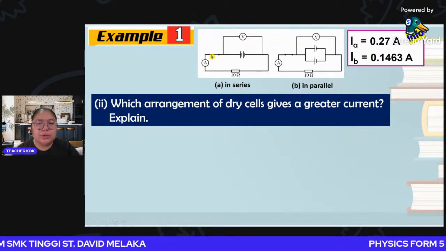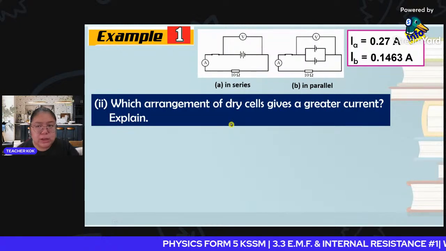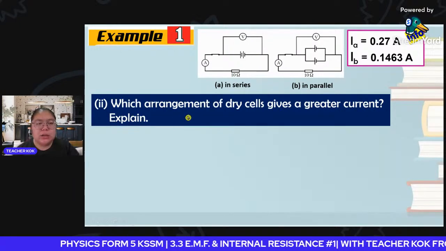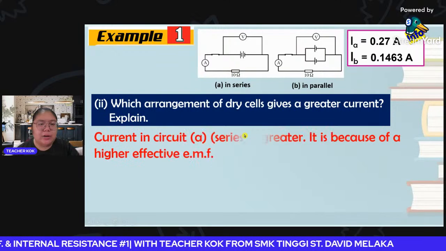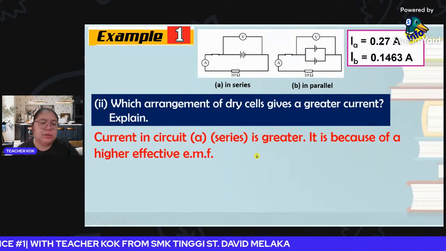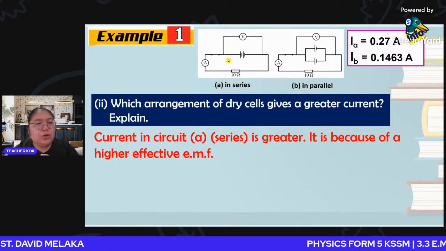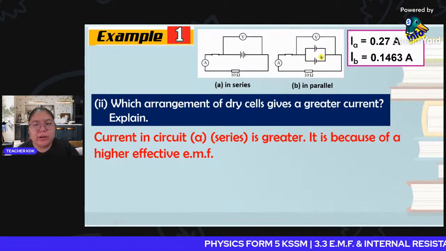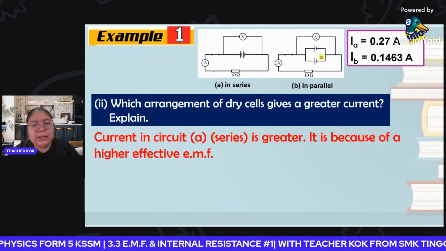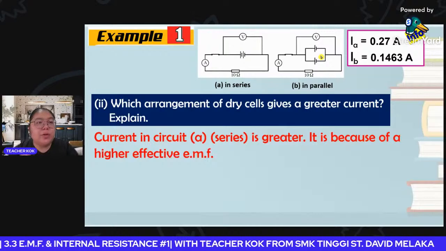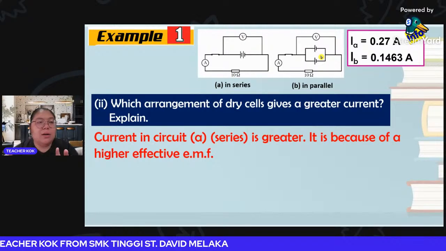From here, we know the current passing through the first one, series, surely is more, because it needs to overcome the resistance. So we can answer which arrangement of dry cells gives the greater current, and explain. The greater current must be the series. Why does it give you greater current? Because when you combine, there already is 3 volt. When you parallel, actually they give you only 1.5 volt. But later you find the loss. Which one loses more? Later we can find which arrangement loses more energy.